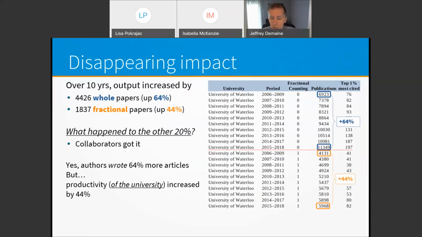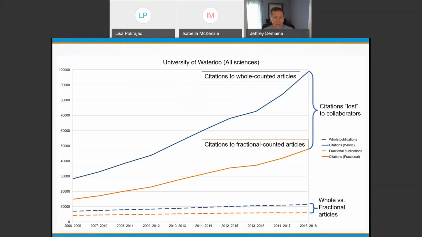Above the red line, we have whole counted papers. And you'll see that at the beginning of the decade, Waterloo published 6,923 papers. By the end of the decade, it had produced 11,349, an increase of 64%. That's great. Now, let's look below the red line. We see that fractionally counted, Waterloo produced 4,131, and that increased to 5,900, which is an increase of only 44%.